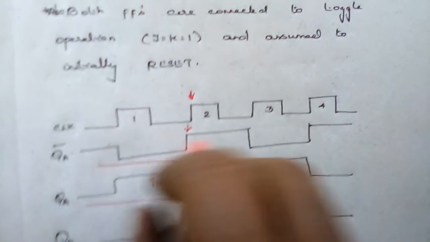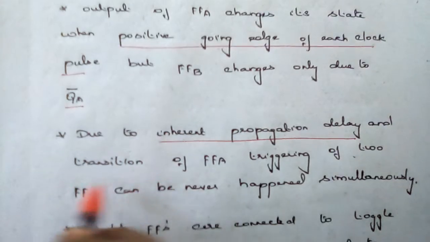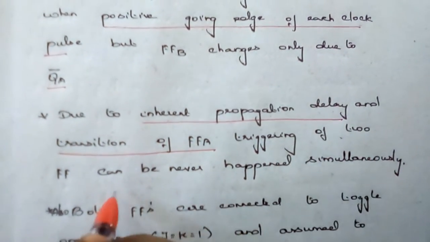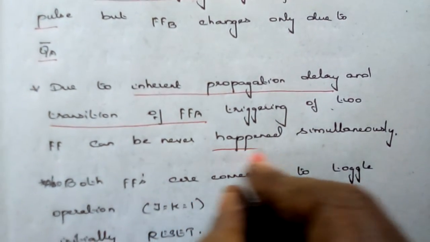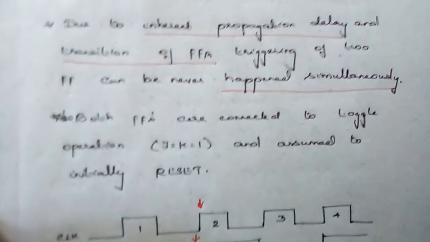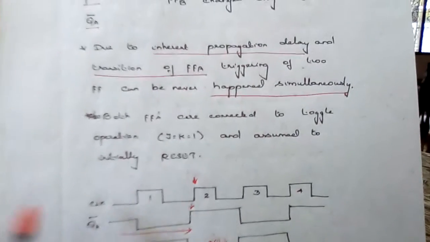In the asynchronous counter, there is an inherent propagation delay, and also the transition of flip-flop A and the triggering of the two flip-flops can never happen simultaneously. This is the main difference between the asynchronous counter and the synchronous counter, right?